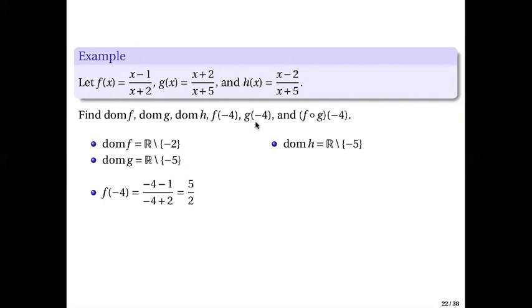And then for g of negative 4, again, we just evaluate here. Look at this. At negative 4, you have x plus 2 over x plus 5. So when x equals negative 4, you will have negative 4 plus 2 over negative 4 plus 5. In the numerator, you just have negative 2. In the denominator, you have positive 1. So g of negative 4 is negative 2.